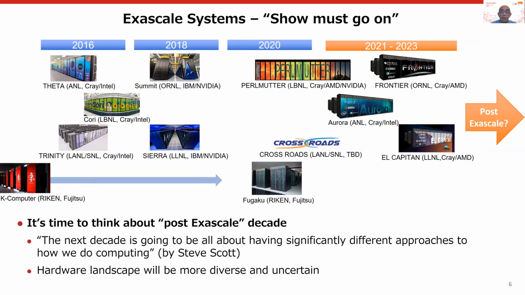Finally, about exascale systems. This chart shows the US DOE roadmap of exascale systems, as well as that of the Japanese flagship machine. Recently, many of the exascale systems have been launched or unveiled. In the next couple of years, we will see a number of such systems, and we are now in a very exciting period.